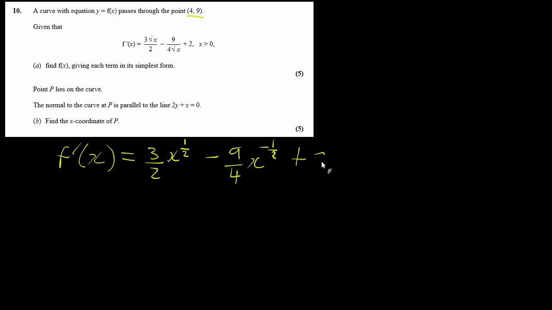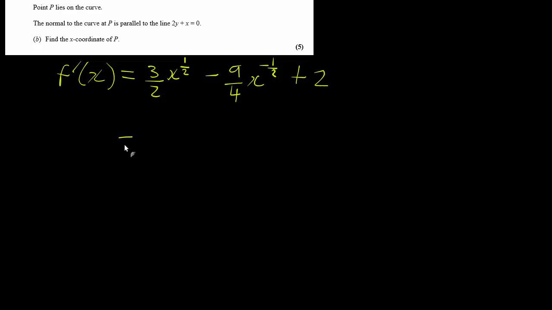So the first thing we really need to do is rearrange this into a nicer form so that we can integrate it more easily. So f dash of x is equal to 3 over 2 x to the power of a half, which is the same as square root. And the next one is going to be 9 over 4, and it was over root x, but we could write that as x to the minus a half, and then plus 2. Cool, so now we're ready to integrate.